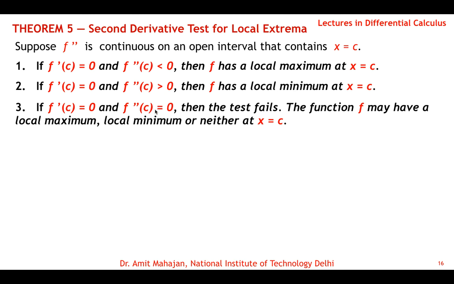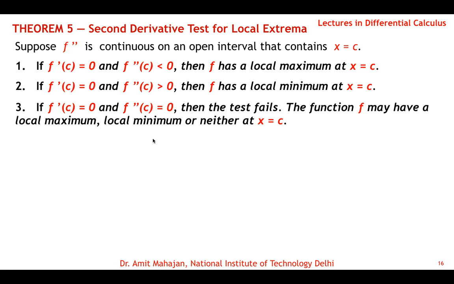And if both the first derivative and second derivative are exactly 0 at the point c, then this test fails, and the function may have a local maxima or minima, or it may not have anything at that point. So we'll give a counter example to prove this.